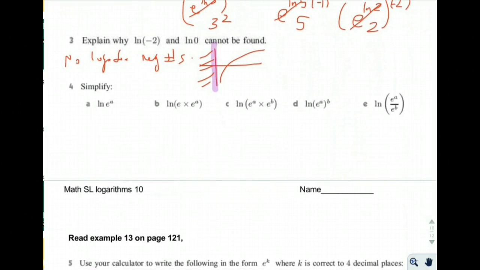Log of e to the a. Remember, log and e undo each other, so you just get a. Log of e times e to the a would be the same as log of e plus log of e to the a. Log of e is the same thing as 1, right? They undo each other. And then log of e to the a would be the same thing as a. So you'd have 1 plus a.